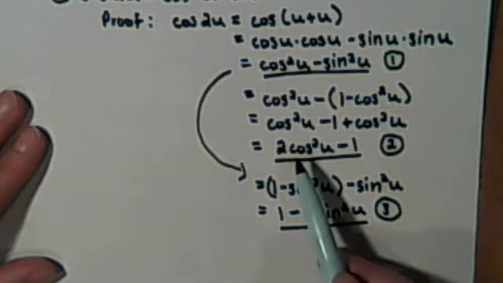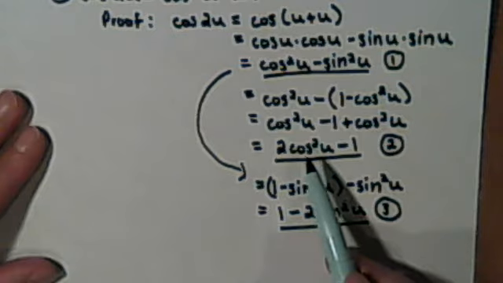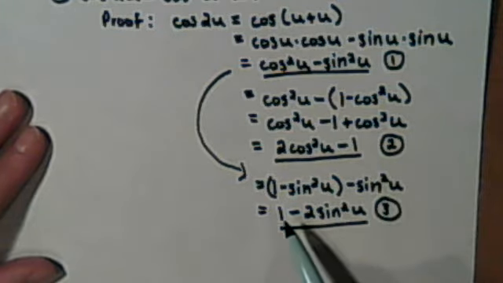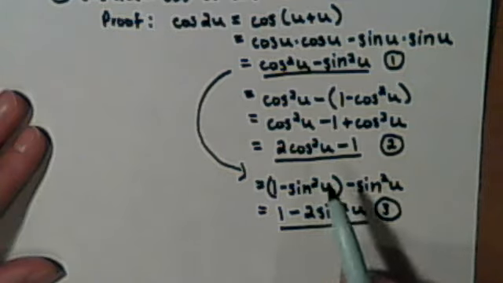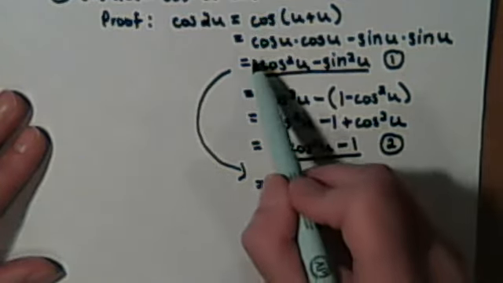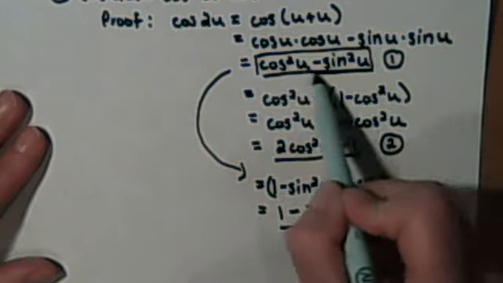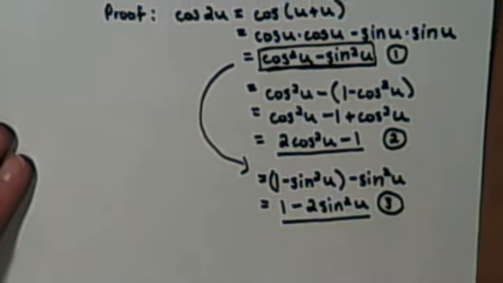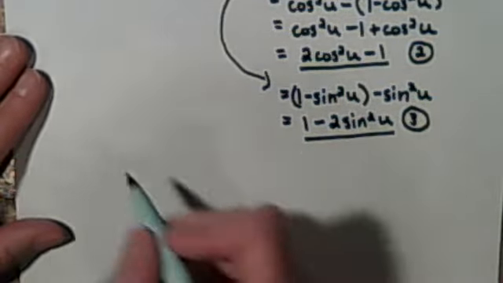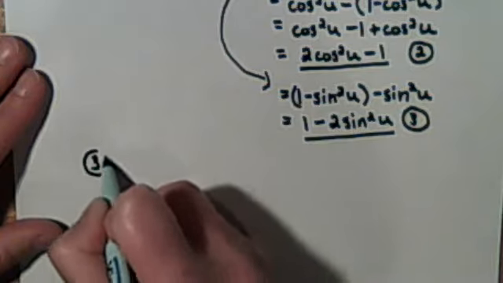Notice with the cosine squared, 2 cosine squared comes first and it's minus 1, and with this one it's 1 minus 2 sine squared u. So they are kind of reversed. So I like to remember this first one, and if I need to, I can very quickly generate these other two formulas. Now the third double angle formula that we want to take a look at involves tangent.